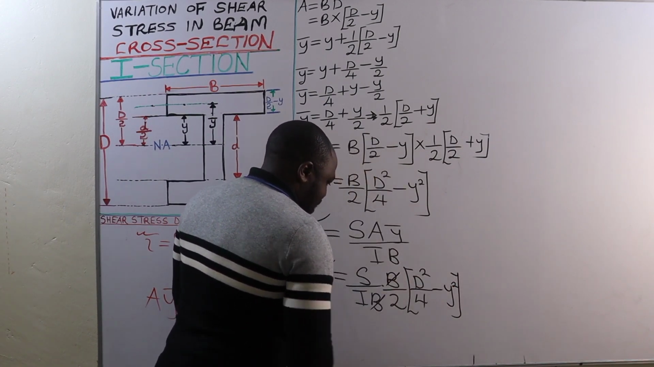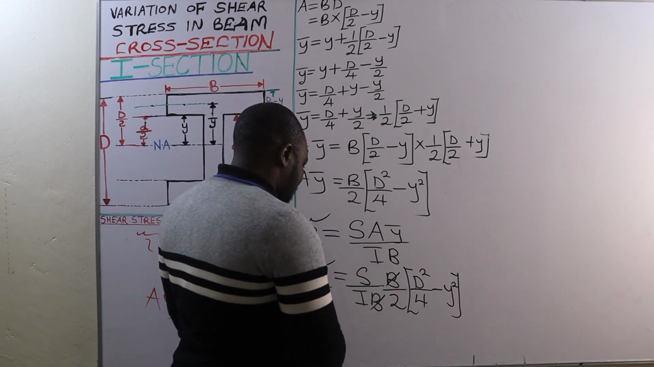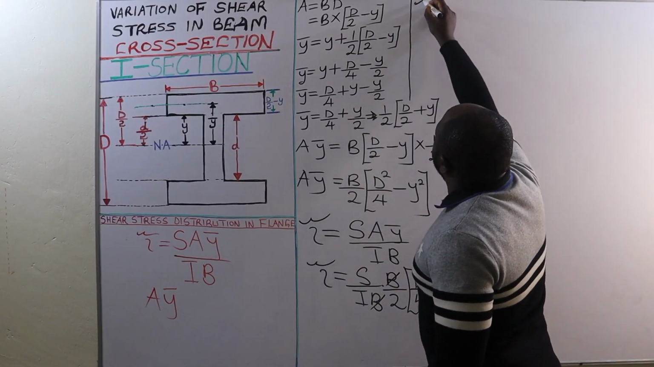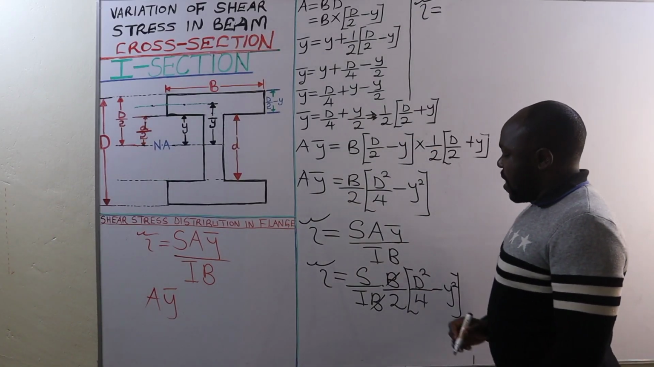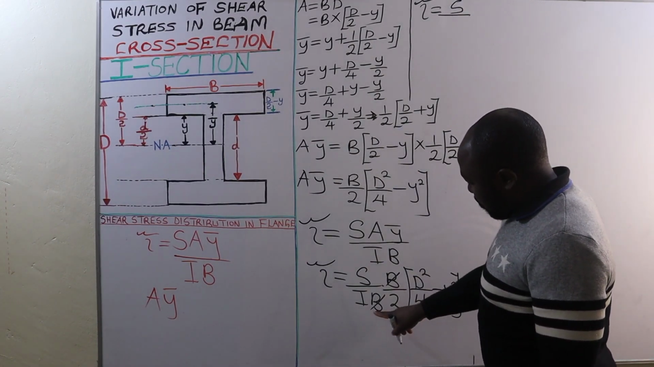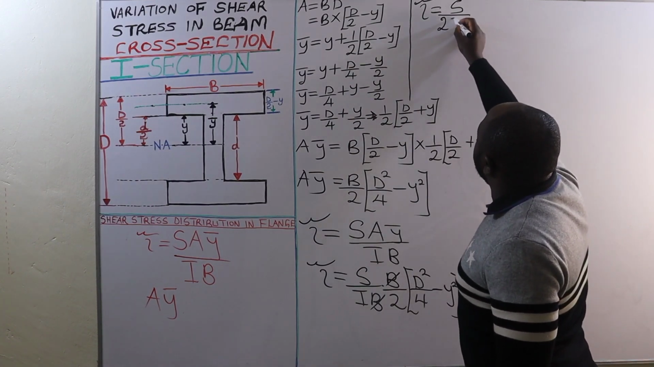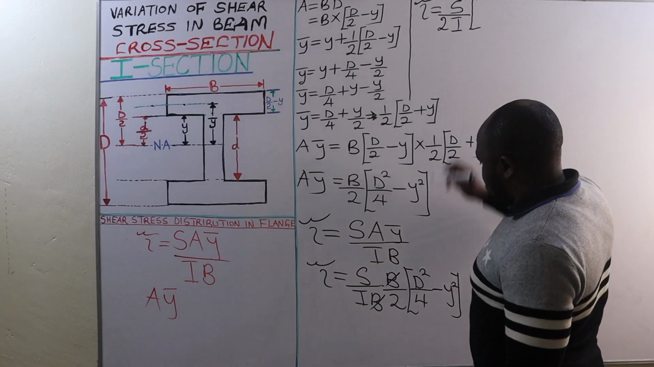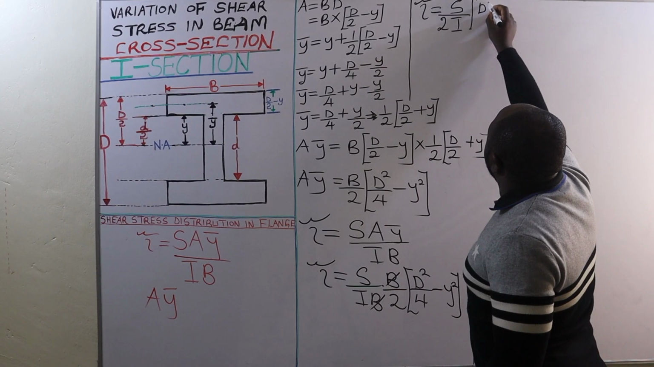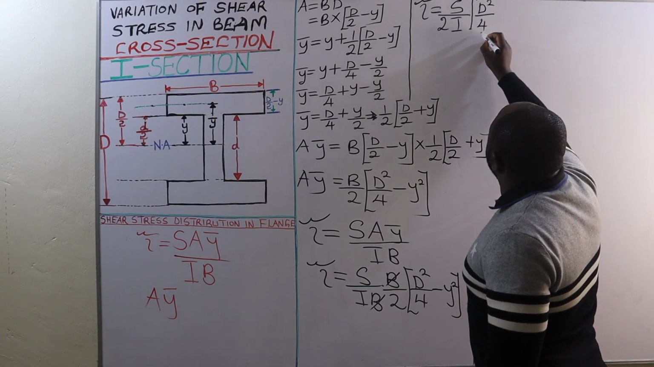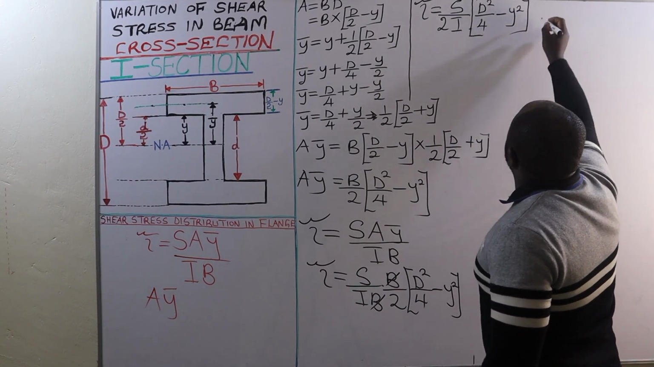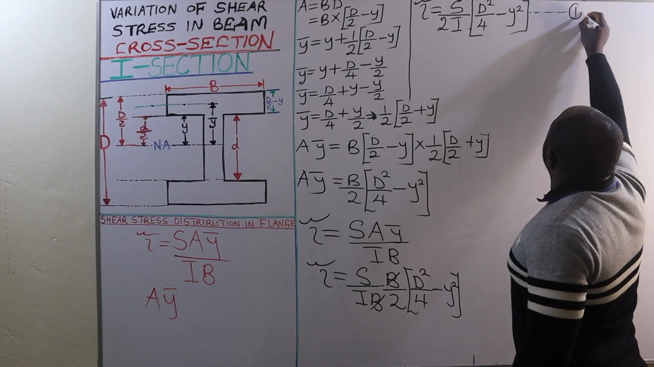This B and this one are going to cancel out, and we are going to have shear stress being equal to S divided by 2I into D squared over 4 minus Y squared. So you have D squared divided by 4 minus Y squared. So you can call that equation 1.